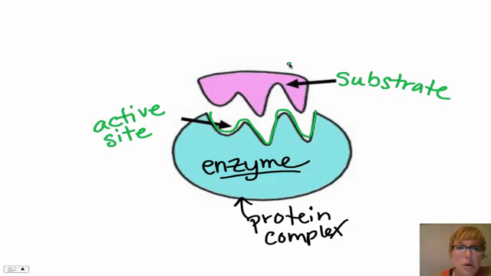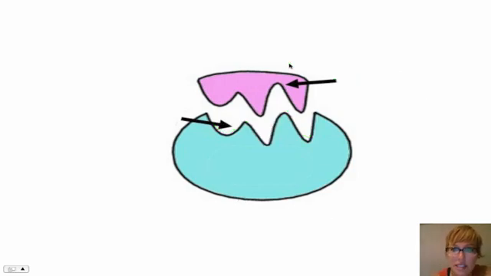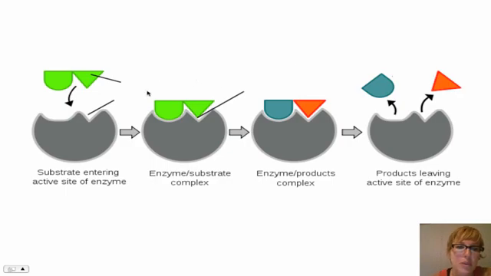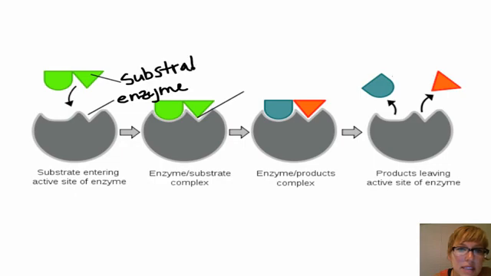So let's look at a little more complex image of this. Here we go. We've got a few steps here. This right here is our enzyme, and this right here is our substrate. Now, the substrate is just the molecule or the item that an enzyme is breaking apart or putting together. So it's whatever the enzyme is acting upon. Okay, so here we have our enzyme, here we have our substrate, and here we have our active site.